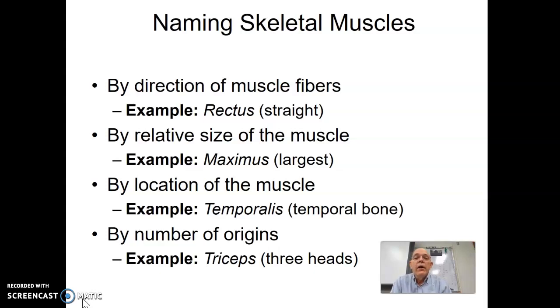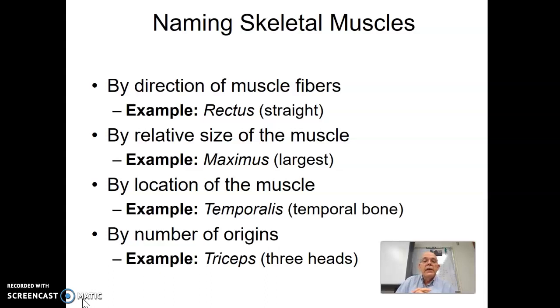Okay, first of all, we name things sometimes by the direction of the muscle fibers. For example, rectus means that they go straight up and down. Just right above your abs, there are muscles which are rectus abdominis. Okay, rectus means they go straight up and down. You have other ones that are oblique. That means they come at an angle, across. And so that's one thing that they can be named for, by the direction. Also by size, maximus or magnus tends to mean big. Minimus would mean small, things like that.